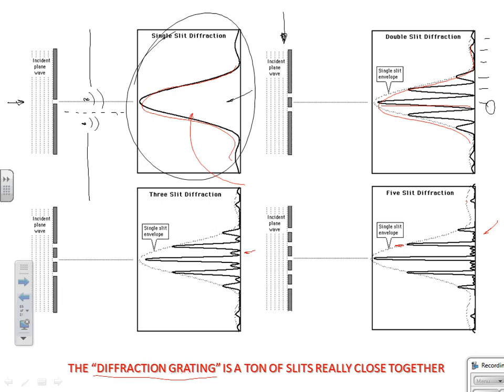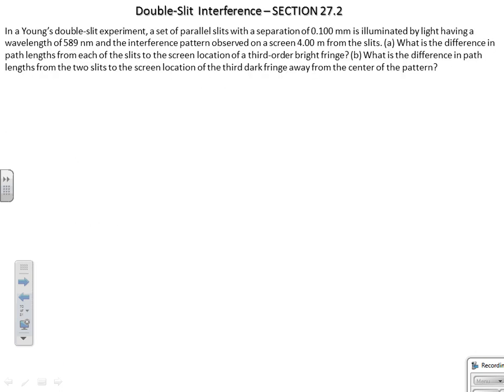Okay, this is the second question you have, but it's the more straightforward one, or the more conceptual one, I guess, so good thing to answer first. So Young is this guy who really rocked and rolled with this double slit stuff. So in a Young double slit experiment, blah, blah, blah, there's a separation. It's illuminated by that wavelength light. There's a screen that far away. None of those things are really important in this question, but it says, what's the difference in path lengths from each slit to the screen at the location of a third order bright fringe, right?